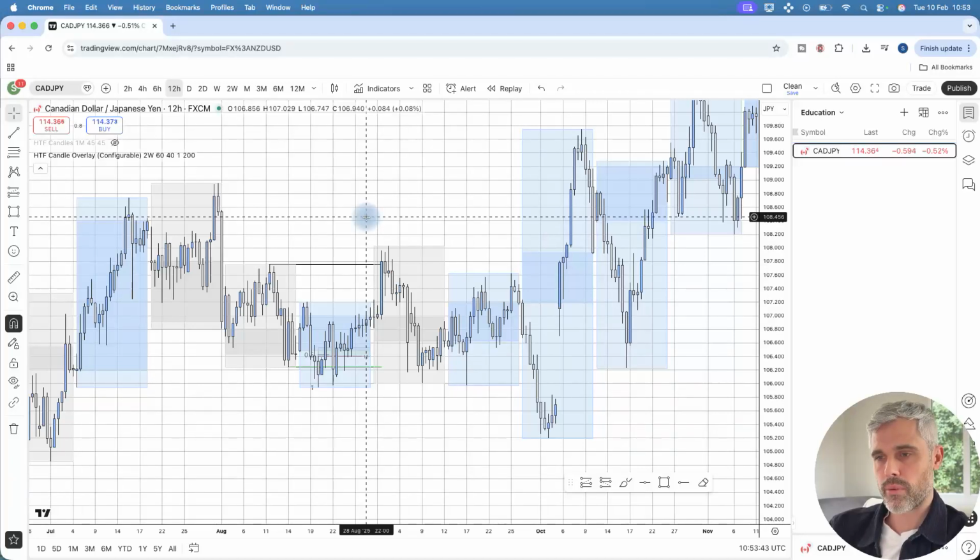So that's how to use premium and discount, and that's how to think about premium and discount. Now we're going to look at true structure shifts in the market.